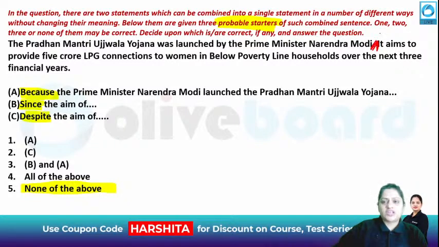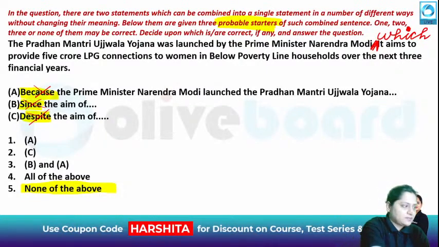But guys, the word which can connect exactly is which, as in which aims to provide. You can connect the two with which. Because and since are for reason, despite and in spite of are for contrast, so all these will not make sense. We are just talking about a yojana launched by the Prime Minister and what is the purpose of that yojana. So we can say which aims to provide. None of these words will fit, so none of the above. Usually in these questions you get hints, you can eliminate based on this logic.